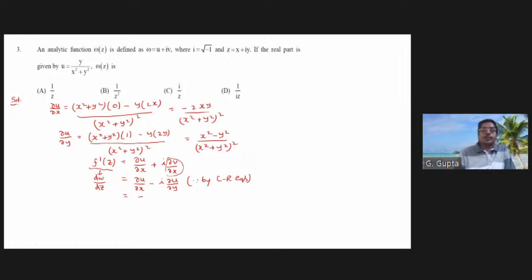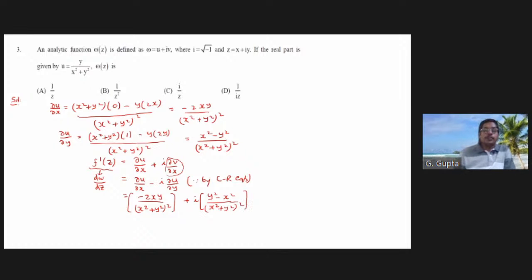So what is ∂u/∂x? Minus 2xy divided by x square plus y square whole square, plus i times, sorry, minus i times ∂u/∂y. Adjusting this minus into this, I can write y square minus x square divided by x square plus y square whole square.